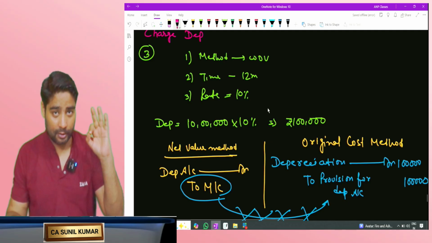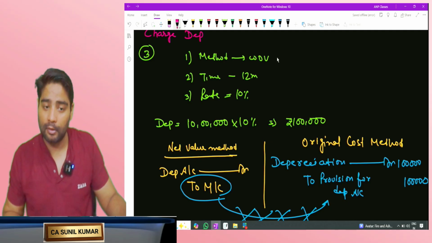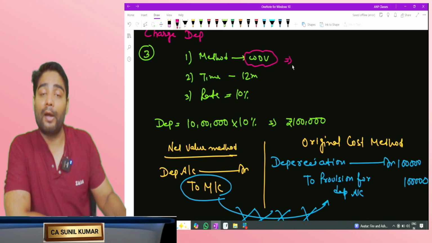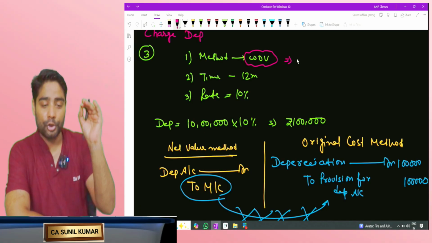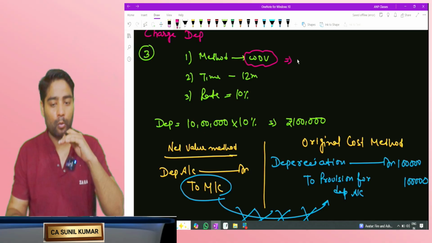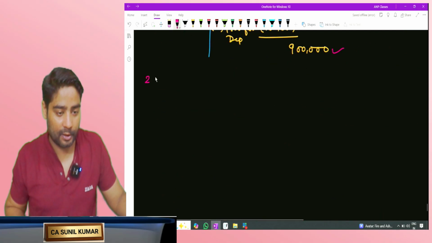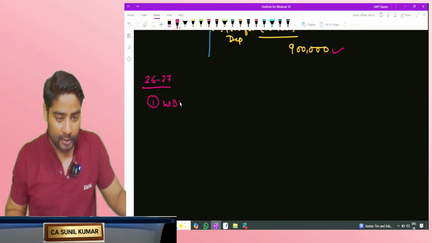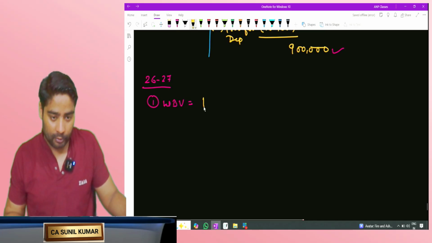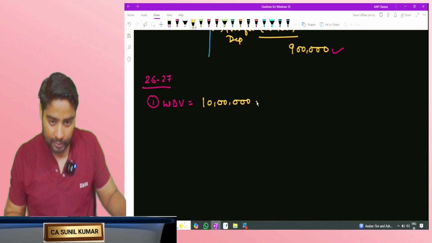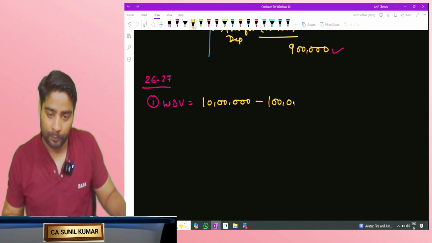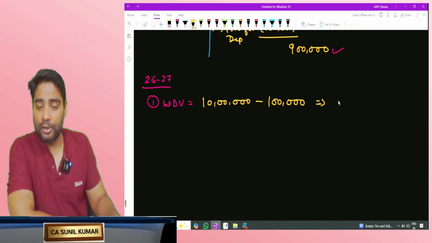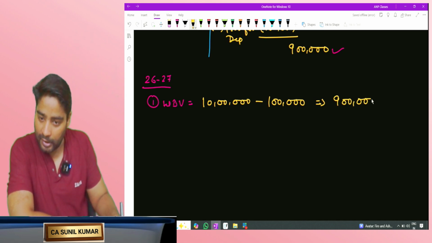Now the three things you have to consider: method, time and rate. What is the method, sir? Method is WDV. So you have to charge depreciation on written down value method. For the year 26-27 you need WDV. So what is the WDV? The WDV means the cost of asset reduced by the depreciation. For the first year we purchased machinery for 10 lakh but we charged depreciation of 1 lakh. So the WDV is 9 lakh.